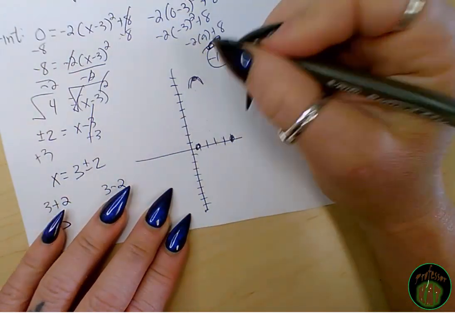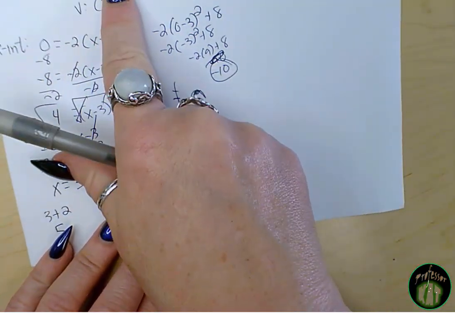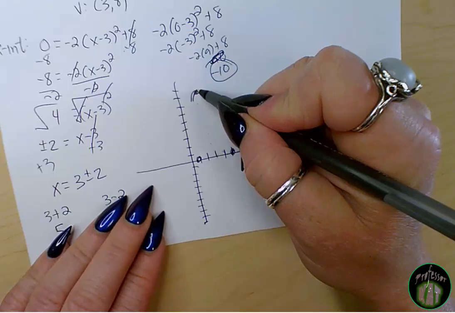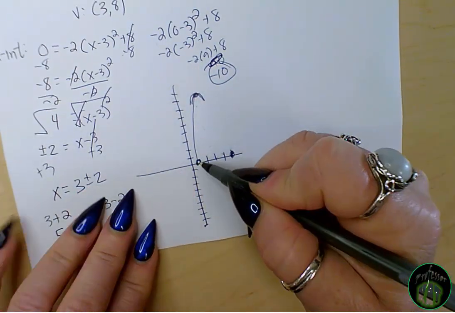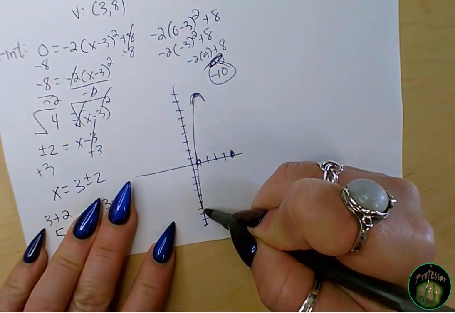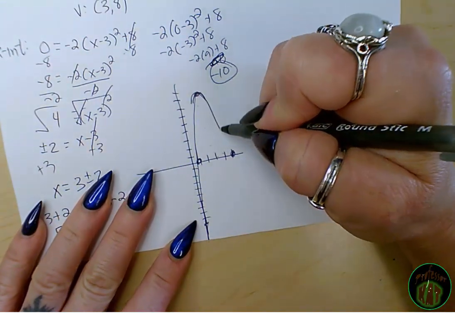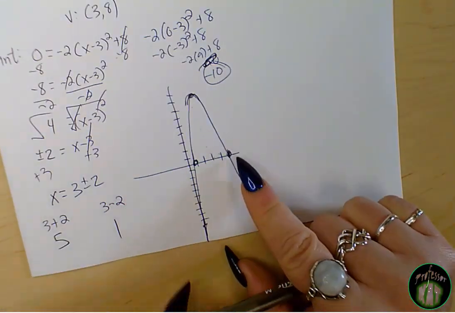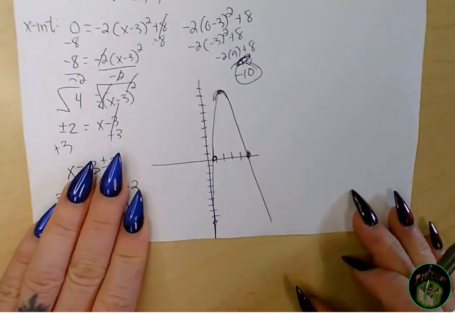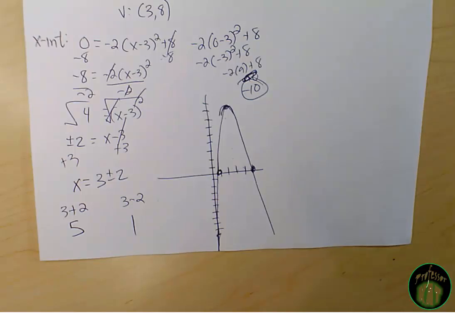So our graph is going to look like this: we have our vertex from our equation, positive 3, positive 8. It's going to cut through that x-intercept of 1, and it's going to keep going until it gets to that negative 10, which is where it's finally going to intersect. And then the right side is just going to cut through that positive 5 that we found over here. This is what our graph would look like for that example.